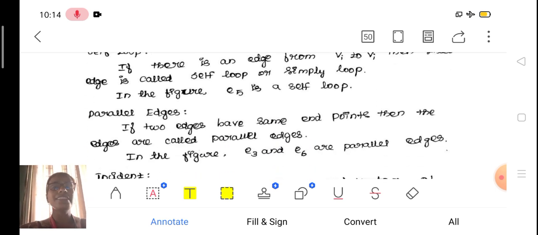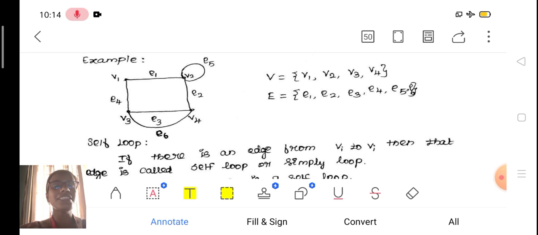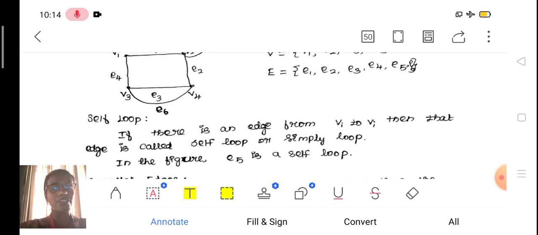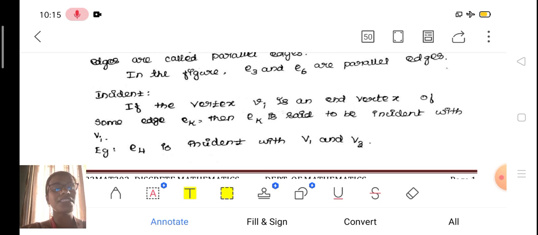That edge is called self loop. Next is parallel edges. When we say two edges are parallel, if they have the same endpoints, then the edges are called parallel edges. In the figure, E3 and E6 have the same endpoints, so those two edges are parallel edges. Incident: if the vertex Vi is an end vertex of some edge Ek, then Ek is said to be incident with Vi. So E4 is incident with V1 and V3.